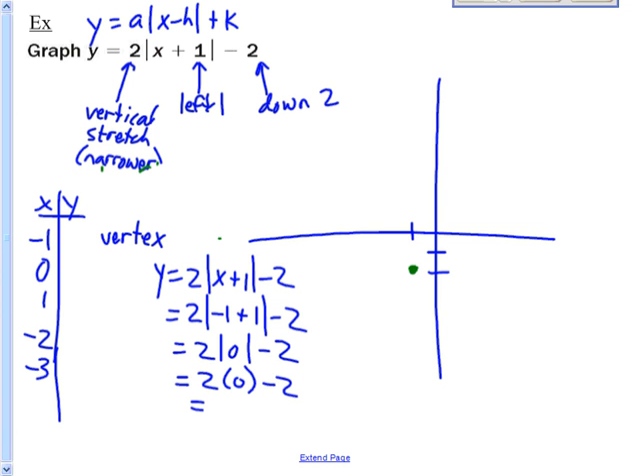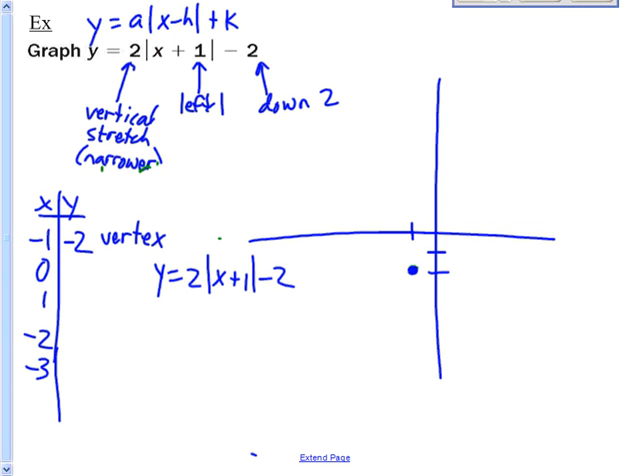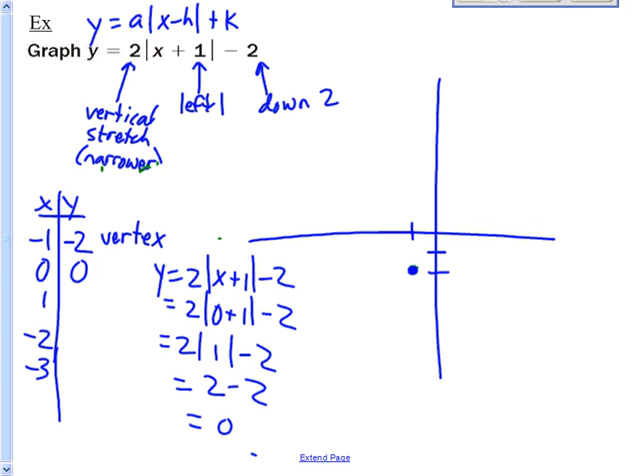There's our negative 2. Plugged in negative 1 for x, spit out negative 2. I already knew that was the vertex, right? Plug in 0 now. I get 0. Okay. Plug in 1. 1 plus 1, 2. Absolute value 2, 2. 2 times 2, 4. 4 minus 2, 2. Right? I just plug them in one by one.